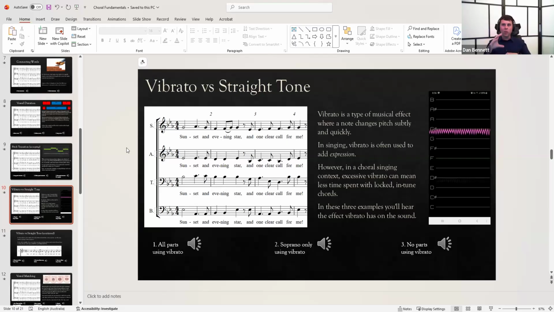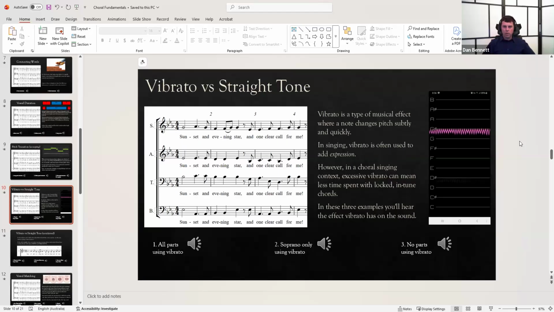Picking one sound in the word and holding that one sound. So holding a target vowel. But let's talk about vibrato first. So vibrato is a type of musical effect where a note changes pitch subtly and quickly. In singing, vibrato is often used to add expression. However, in a choral singing context, excessive vibrato can mean less time spent with locked in tune chords.